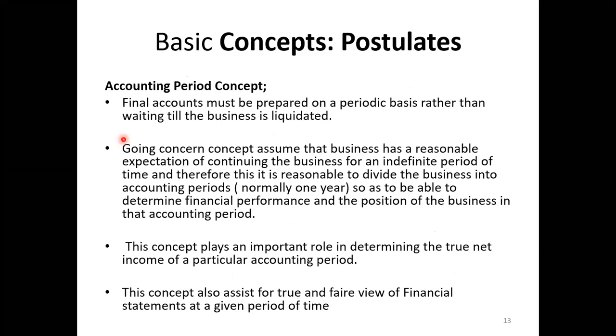Final accounts must be prepared on a periodic basis rather than waiting till the business is liquidated. The going concern concept assumes that the business has a reasonable expectation of continuing for an indefinite period of time, and therefore it is reasonable to divide the business into accounting periods, normally 1 year, so as to be able to determine financial performance and the position of the business in that accounting period. So this concept plays an important role in determining the true net income of a particular accounting period. This concept also assists in giving a true and fair view of the financial statements at a given period of time.